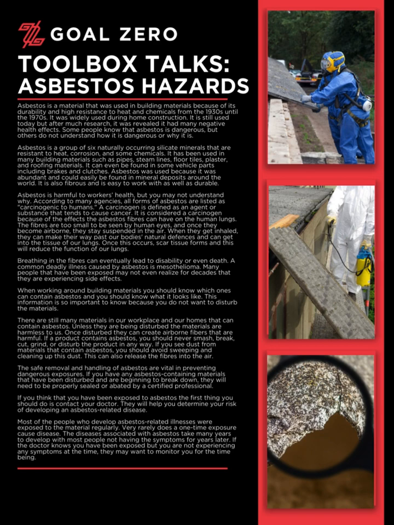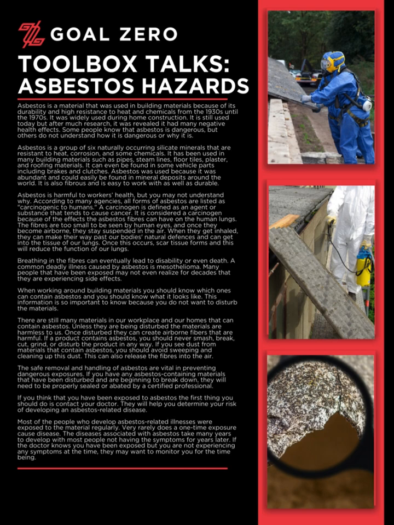Asbestos is a group of 6 naturally occurring silicate minerals that are resistant to heat, corrosion, and some chemicals. It has been used in many building materials such as pipes, steam lines, floor tiles, plaster, and roofing materials. It can even be found in some vehicle parts, including brakes and clutches. Asbestos was used because it was abundant and could easily be found in mineral deposits around the world. It is also fibrous and is easy to work with as well as durable.